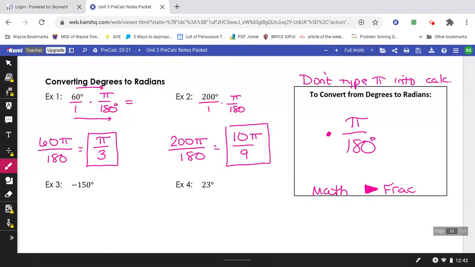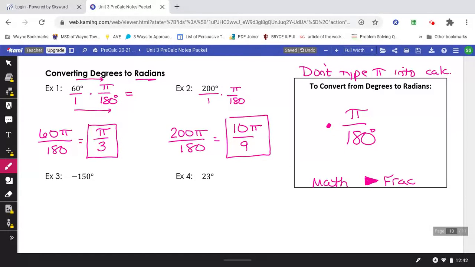You want to make sure that your radians have a pi in it whenever possible. So that's why you don't want to multiply that pi in as 3.14. Just leave it as pi. Multiply by pi over 180. The negative doesn't change anything. You would just leave the negative out in front.